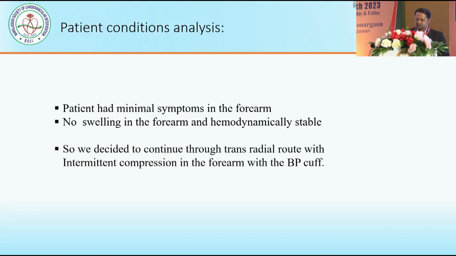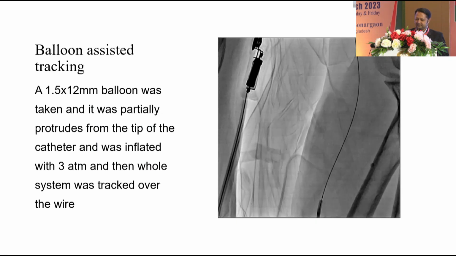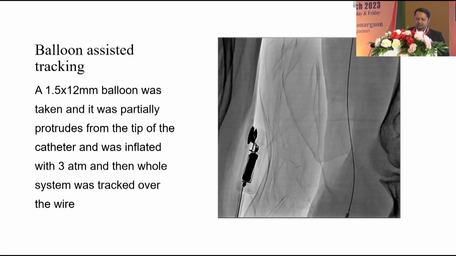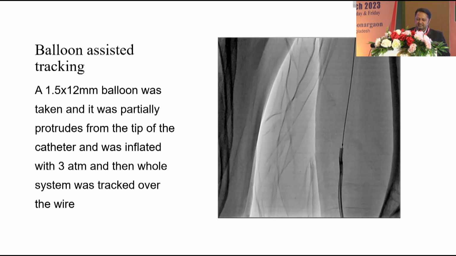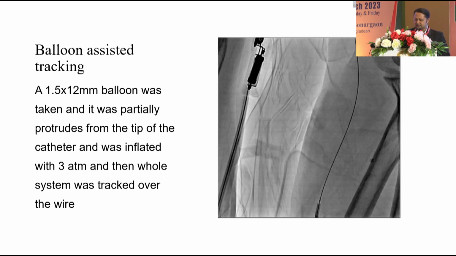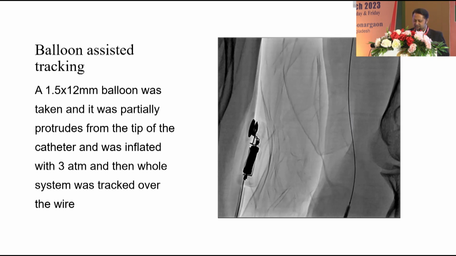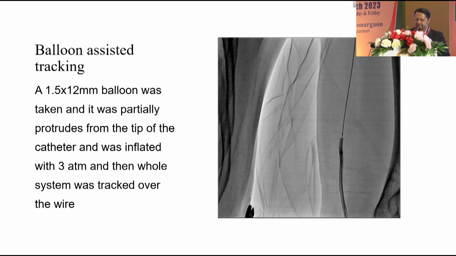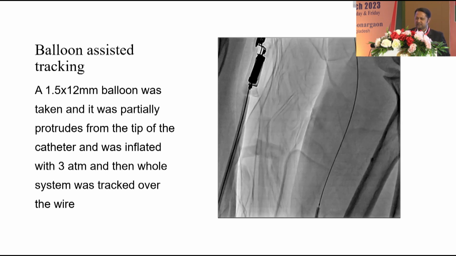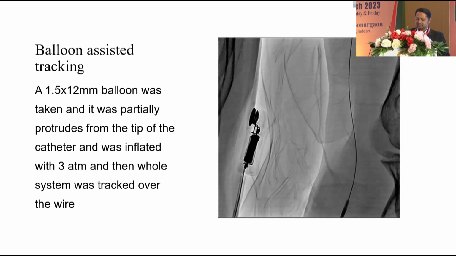The patient had minimal symptoms in the forearm, no swelling in the forearm, and was hemodynamically stable. So we decided to continue through the transradial route with intermittent compression in the forearm with a BP cuff. Then we decided on balloon-assisted tracking. A 1.5 by 12 millimeter balloon was taken. It was partially protruded from the tip of the catheter and inflated at 3 ATM, and then the whole system was tracked over the wire.